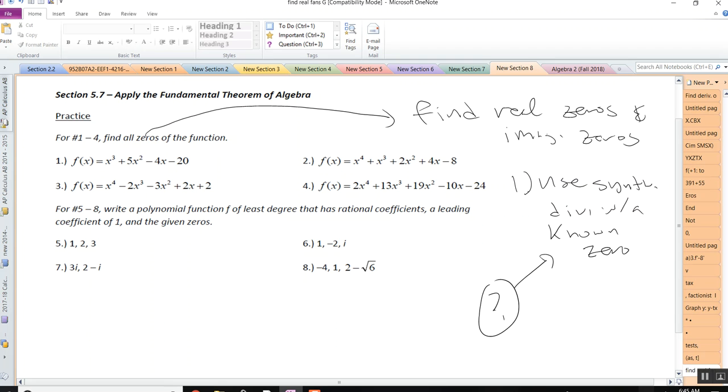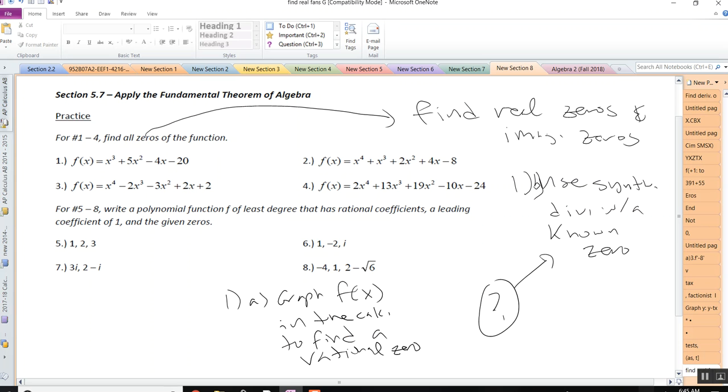So we'll call this 1b. 1a is graph f of x in the calculator to find a rational zero.